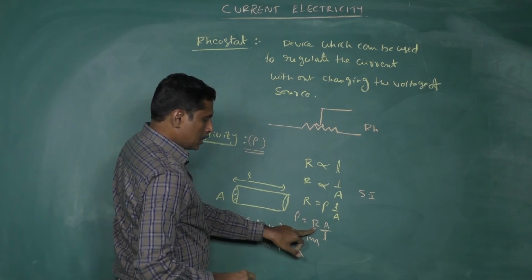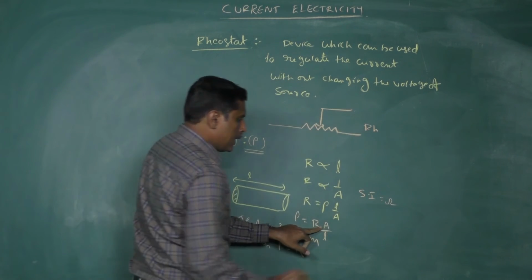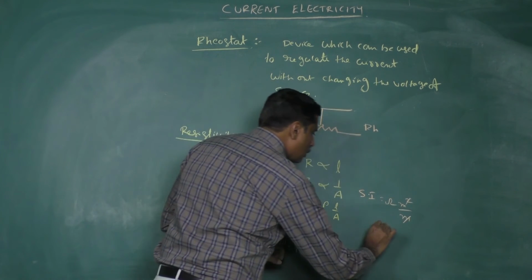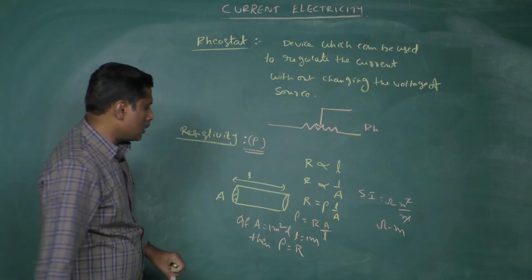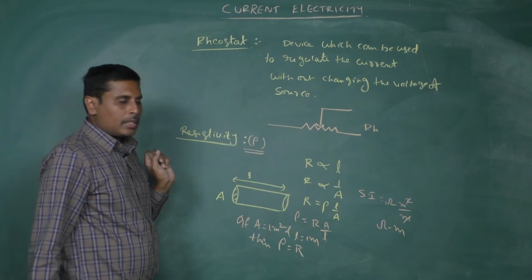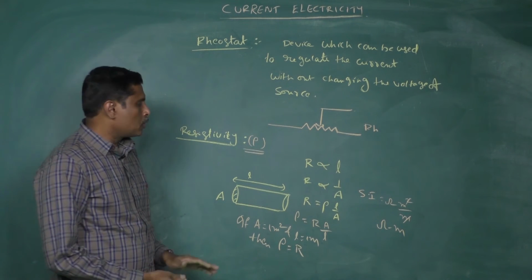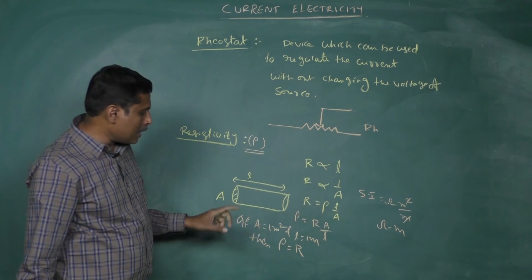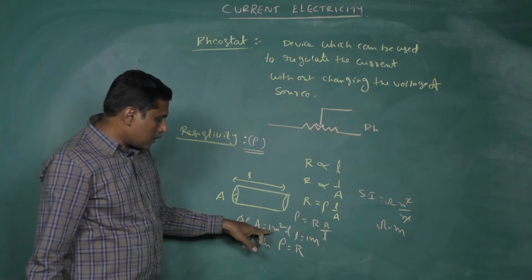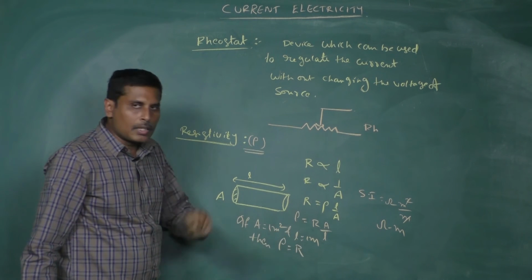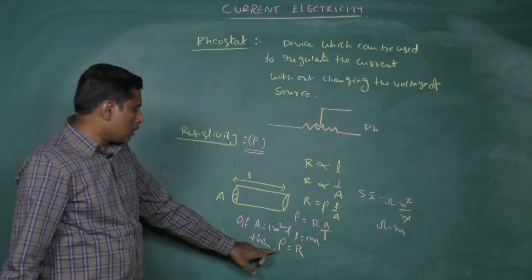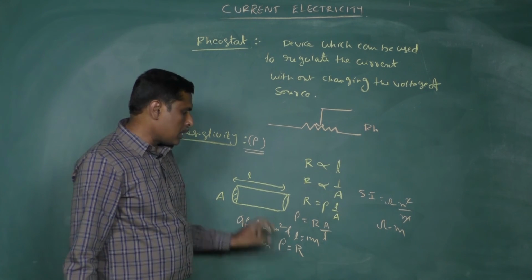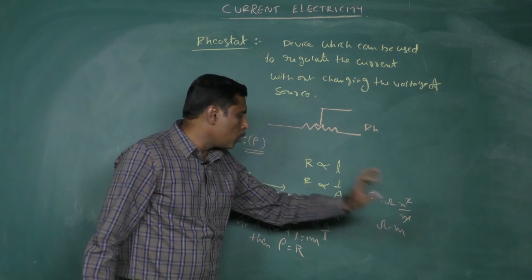Here the SI unit is, resistance unit is ohm, area of cross section unit is meter square, length unit is meter. Meter gets cancelled. Now we can write ohm meter. Ohm meter is the unit of electrical resistivity. So you can define the resistivity as the resistance of a conductor when current passes through a unit cross-section area and unit length of the conductor. So if A equal to 1 meter square and L equal to 1 meter, then resistance R is equal to resistivity. Its SI unit is ohm meter.